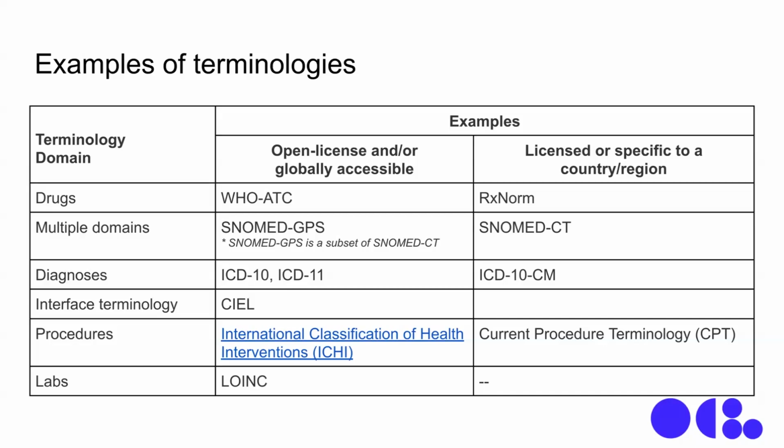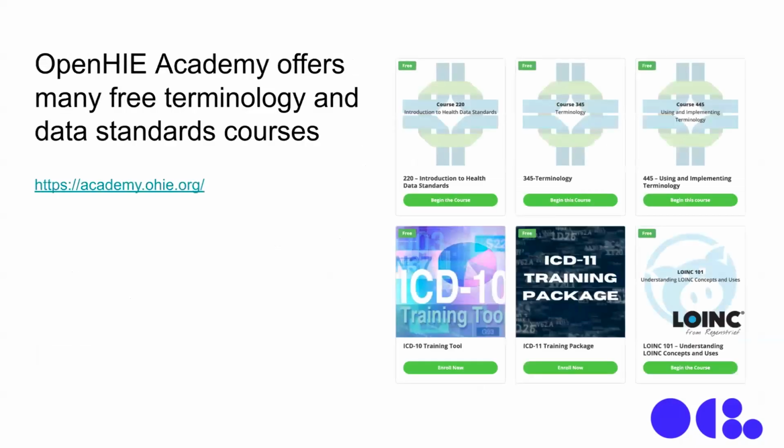This is a small sample of domains and terminologies or vocabularies that are available. There's a much larger list that OpenHIE and others could refer you to. If you're interested in diving into terminology specifically, OpenHIE Academy is a free online resource that offers 6 courses specific to different terminologies that would give you a primer on how to think about them, what the different types and categories are, and even some examples of implementation of these.